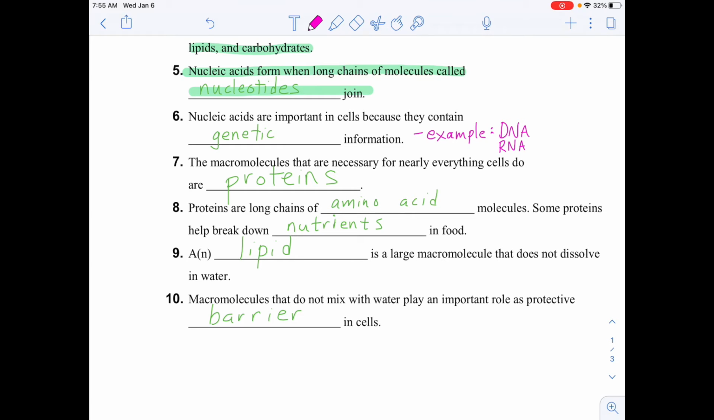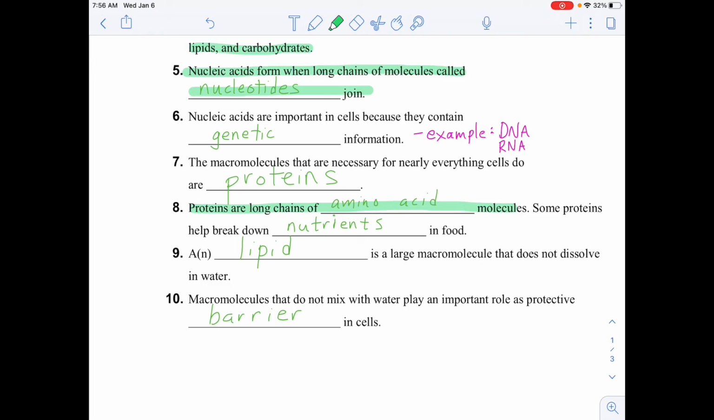Number 7, the macromolecules that are necessary for nearly all living cells, or nearly everything cells do, are called proteins. And the definition for proteins is proteins are long chains of amino acid molecules. That's going to be your core definition, and then it gives you a function. They are helpful in breaking down nutrients in food.